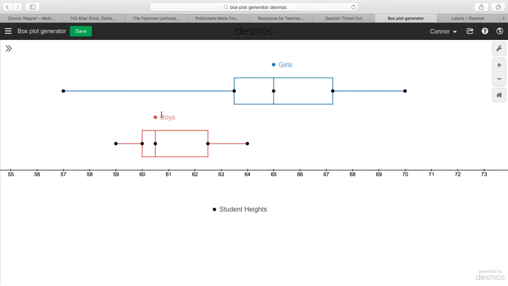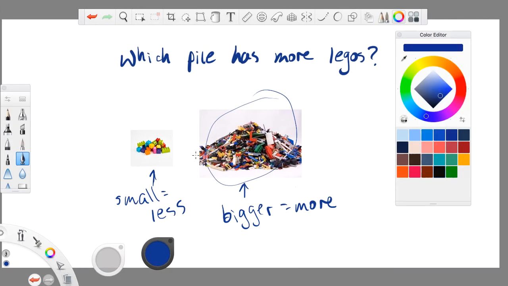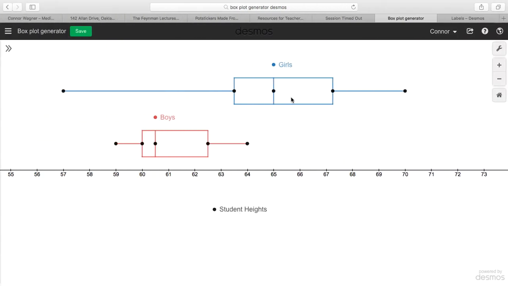And so what I'll often ask students is I'll say, which data set has more? Were there more girls asked or were there more boys asked? And what a lot of students do is they make this mistake. They say, oh, this is bigger, so more girls are in this data set. But that's just not true with box and whisker plots because these are just showing us the percentages. And I'll prove it to you.